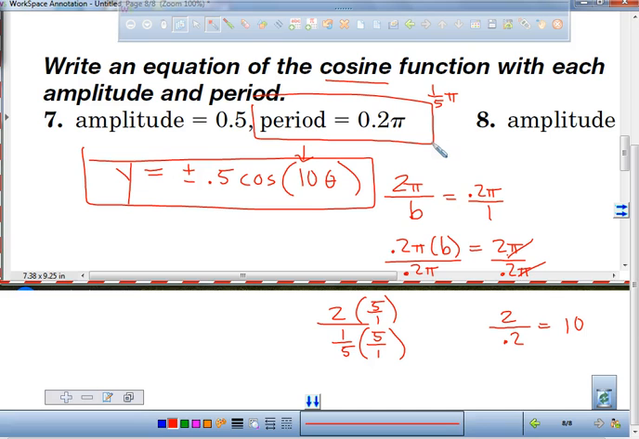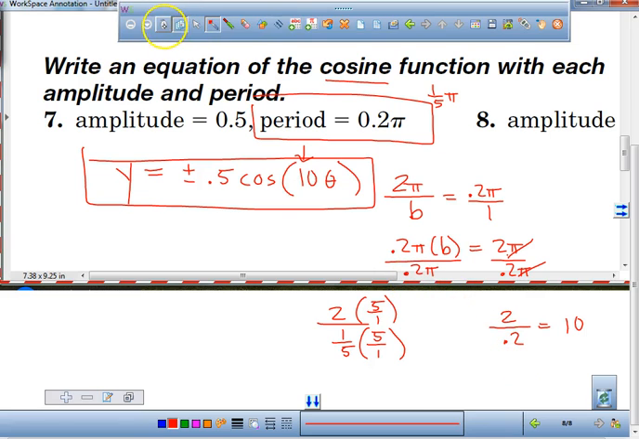Well, that's because you did the wrong version. You did 0.2 divided by 2 pi instead of 2 pi divided by 0.2 pi. Right, there you go. So you did the inverse of it. That's why you got that. Okay. All right.